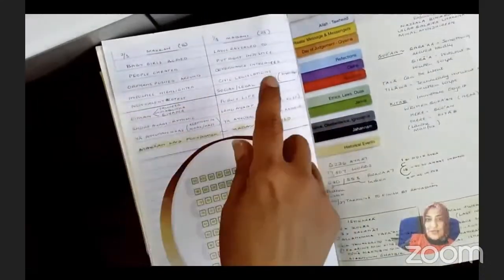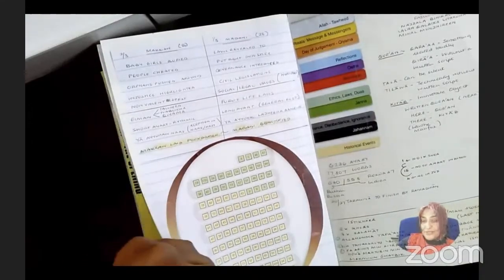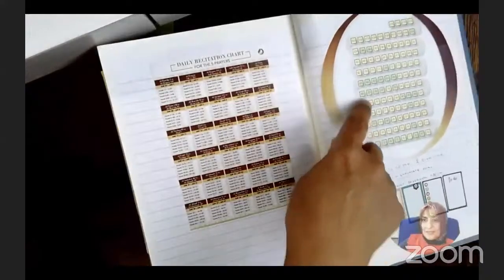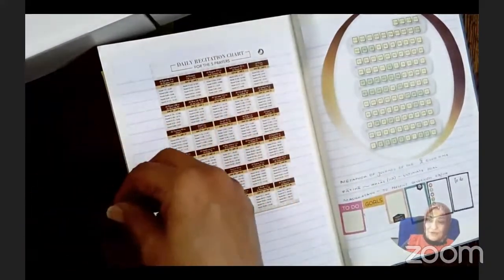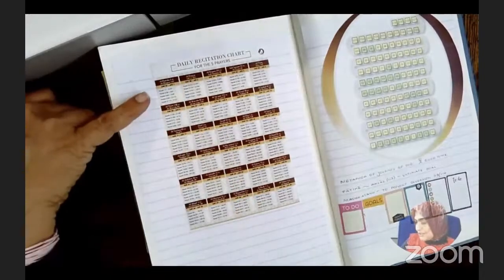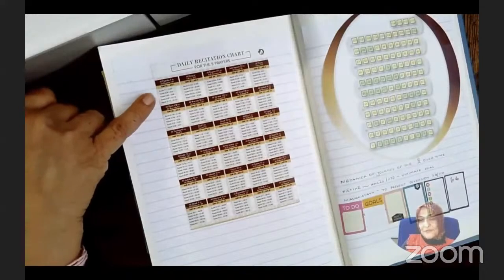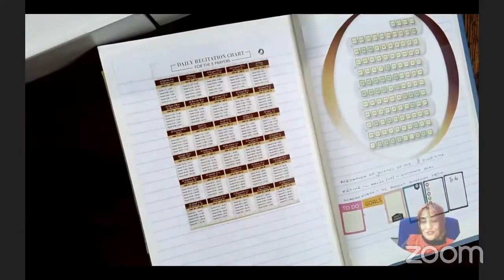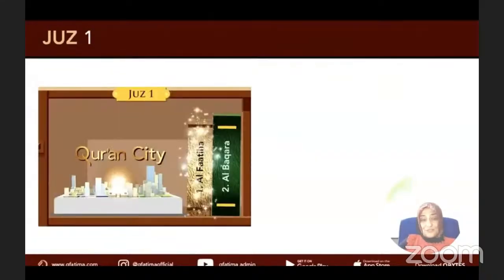I've put the difference between Makki and Madani Surah, and we'll talk about that at some point. This is how the Quran was revealed. That's a chronological order. This is the arranged order. And then I put the daily recitation chart, which you can download from the website, which tells you that you could actually, after every salah, recite some parts of that juz, and you'll be able to finish a juz in that particular day. So this is juz 1.